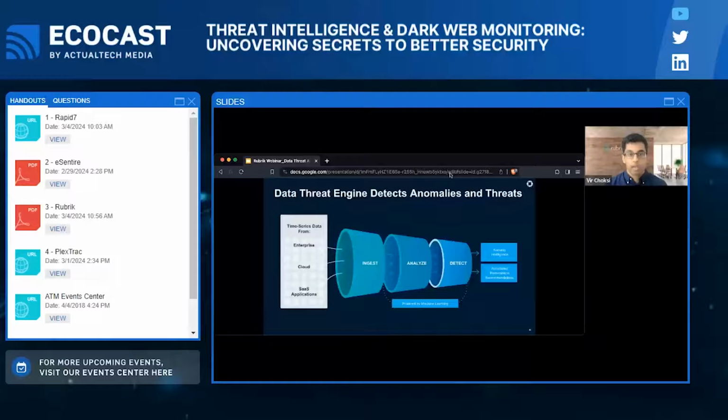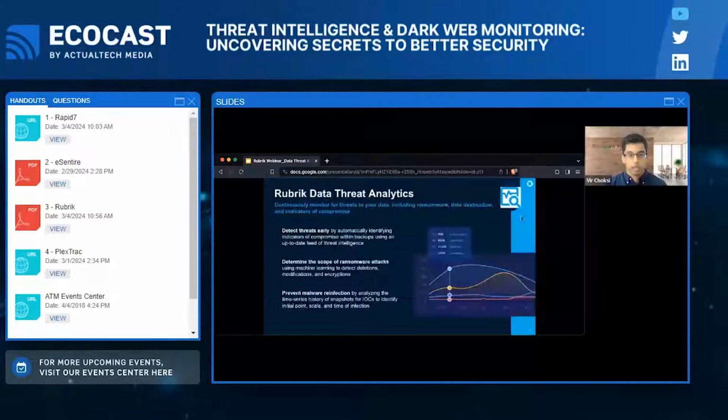Again, we're capturing time series data from enterprise, cloud, and SaaS, feeding that data into the data threat engine, and that can result in really valuable security intelligence, shining a light on those blind spots so that you can make informed recovery decisions, and even automated remediation recommendations.